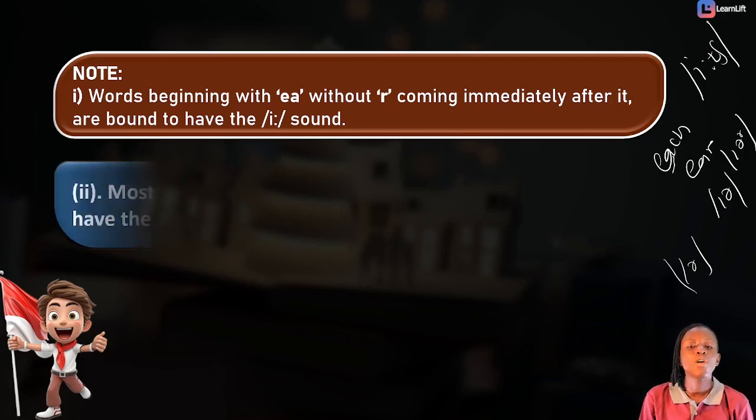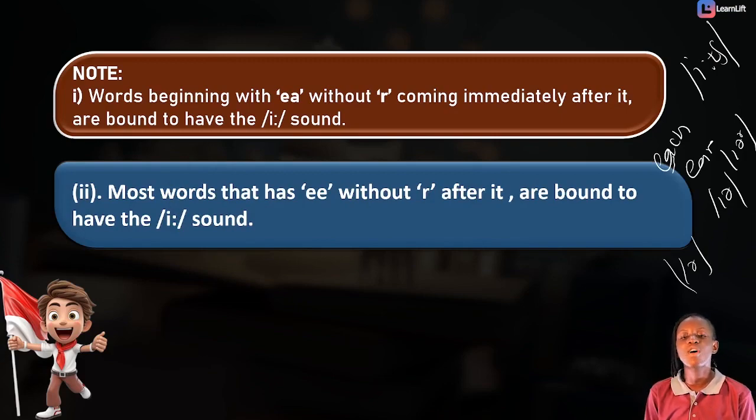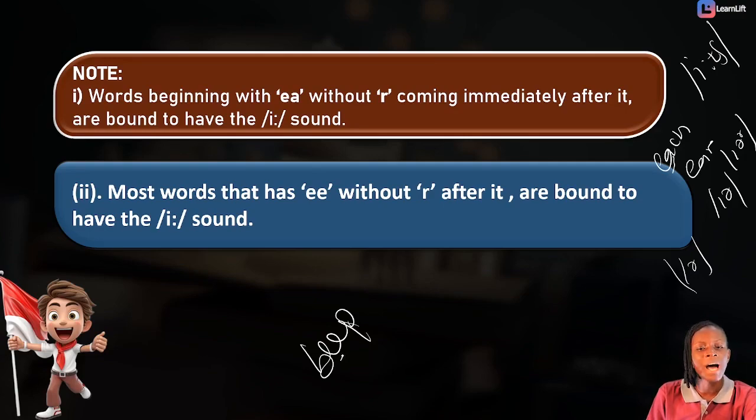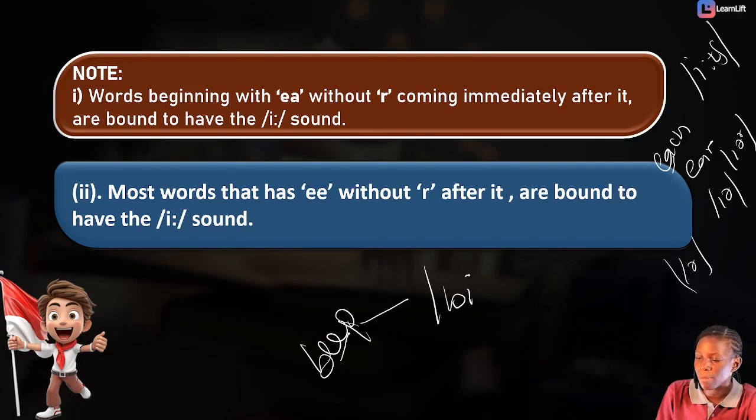Next rule: most words that have EE without R coming after it are bound to have the E sound. Now look at this example. When my word has EE in it and then it doesn't have an R coming after it, that word is bound to have the E sound. Look at examples. For example, we have beep. Now my beep has EE in it and it has no R coming after it. Therefore, my beep has the E sound. My beep is transcribed as this.